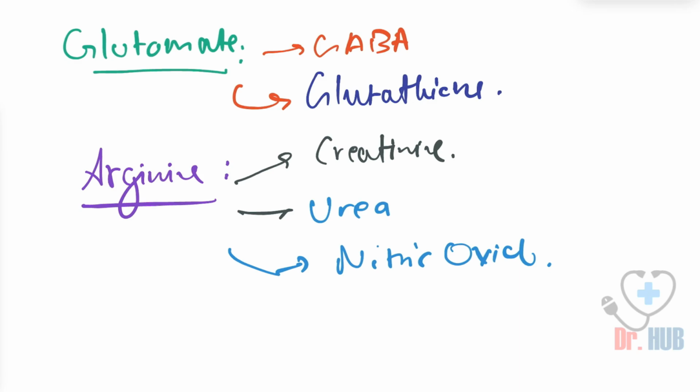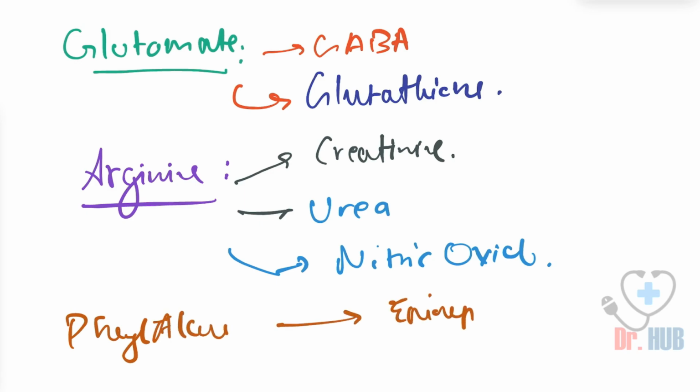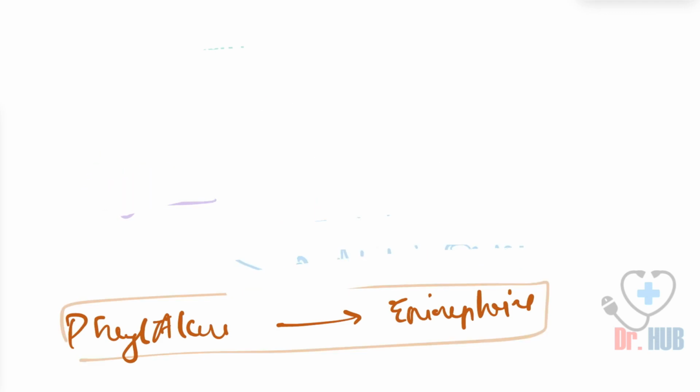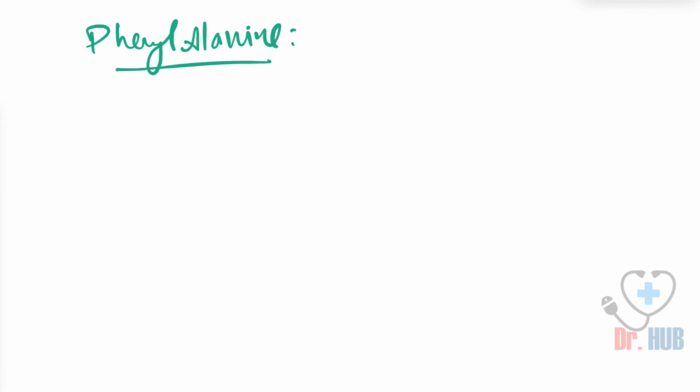Then we also look at one interesting thing, that is, how is phenylalanine being converted to the epinephrine. Phenylalanine to the epinephrine is what we are going to see. So first, the phenylalanine. So this phenylalanine in presence of BH4 is converted to the tyrosine.